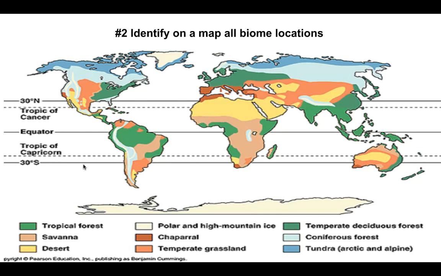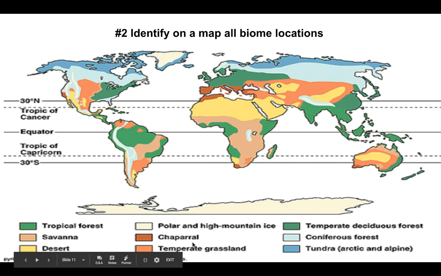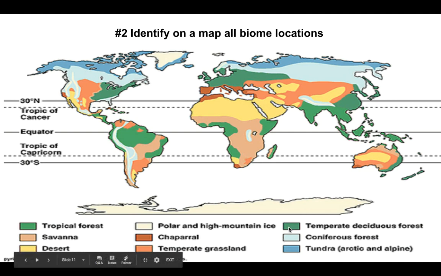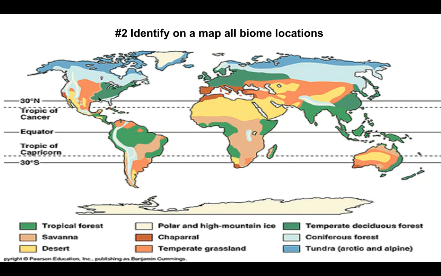We have, let's see, temperate grasslands. We're going to be talking about those grasslands. And there's some grasslands over here in more southern Africa. We have a few grasslands, just a small piece of the United States is grassland. Temperate deciduous forest, that's what I just talked about. That's where we are. We actually live in a temperate deciduous forest.